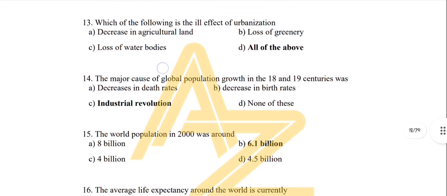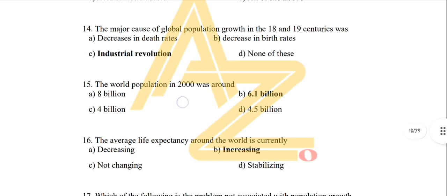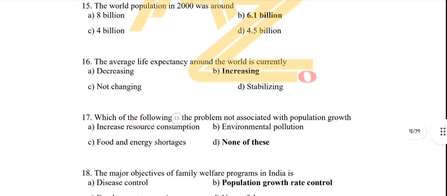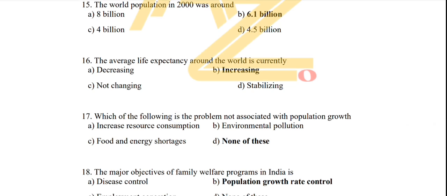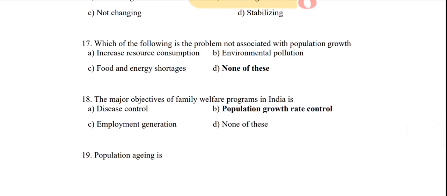13th question, which of the following is an ill effect of urbanization? All the above, because of decreased agricultural land, loss of water bodies, loss of greenery. 14th question, the major cause of global population growth in the 18th and 19th century. The answer is the industrial revolution. 15th question, the world population in 2000 was around 6.1 billion. 16th question, the average life expectancy around the world is currently increasing. 17th question, which of the following is a problem not associated with population growth? None of the above.